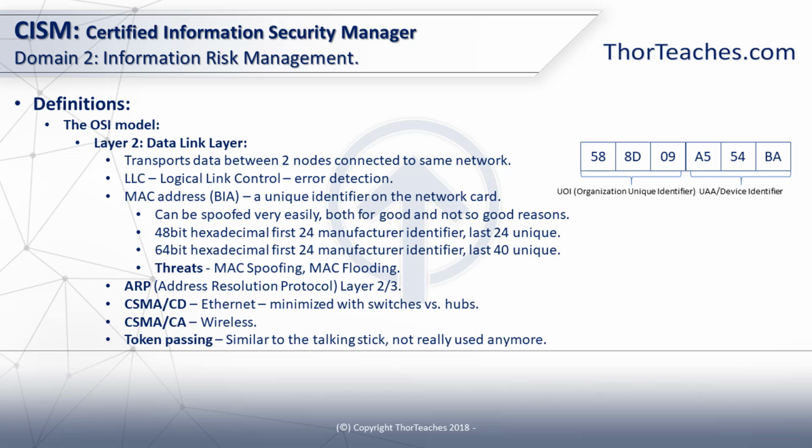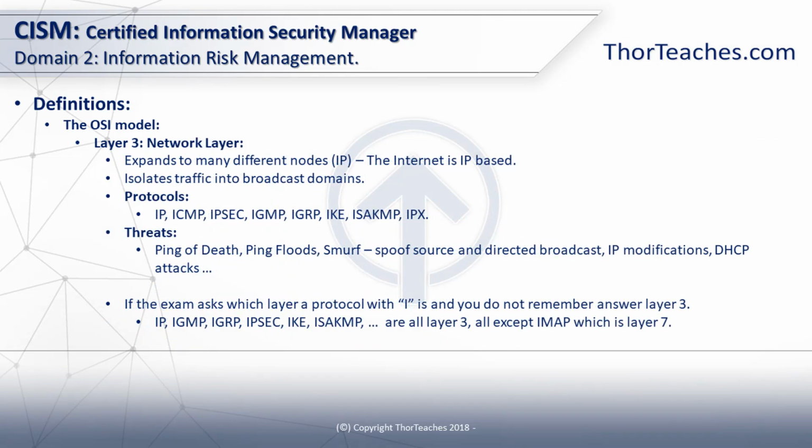CSMA-CA, that's the collision avoidance, is what we use on our wireless. Wireless works somewhat similar to what hubs used to do, but technically only one can send and receive at a time. We'll dive more into that later in this domain. On layer 2, we would also have token passing. It's not really used anymore, and for the exam, you need to know it. It's used in some of the older topologies, and think of it similar to a talking stick. If you have the talking stick, you can talk. You're the computer that can send traffic. If you don't have it and someone else does, they can send traffic. You have the token that allows you to do stuff.